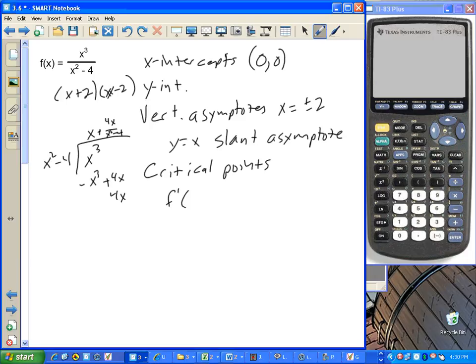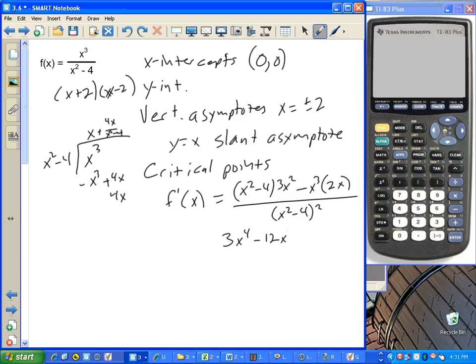So I need the first derivative. This is going to be quotient rule, so I'm going to take bottom times derivative of the top minus top times derivative of the bottom over the bottom squared. Do some simplifying here. I'm going to have 3x to the fourth minus 12x squared minus 2x to the fourth. So I'm going to have x to the fourth minus 12x squared.